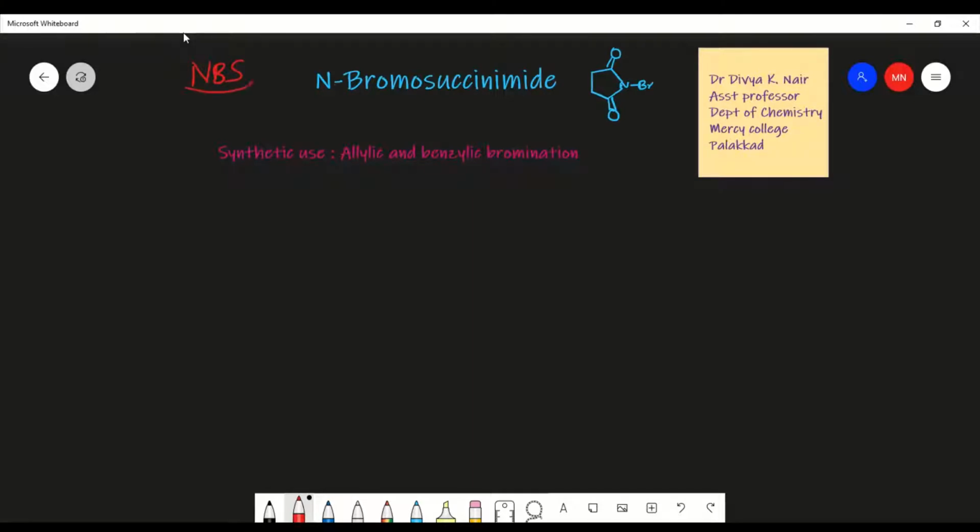NBS is the common name of N-bromosuccinimide, and this is its structure, where the nitrogen has a bromine over here, and this is a succinic acid derivative with 4 carbon atoms. This is the structure of NBS, and it is mostly used for allylic and benzylic bromination.